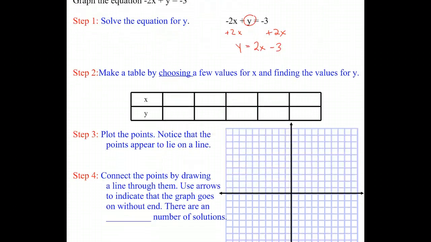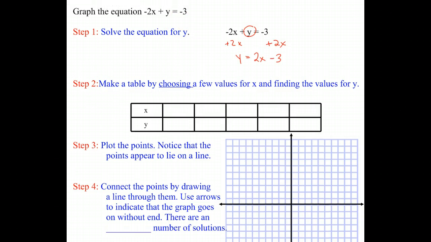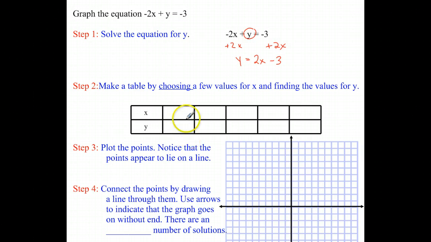Step 2, we are going to make a table by choosing. We get to make a choice because they didn't tell us in the problem. We get to choose what values we would like to use for x. I'm going to pick negative 2, negative 1, 0, 1, 2. That's a good standard set of x values. There are times when I would pick something other than those values to plug in for x. Negative 2 times 2 is negative 4, minus 3 is negative 7. I'm going to plug the rest of them in. I'm going to get negative 5, negative 3, negative 1, and positive 1.